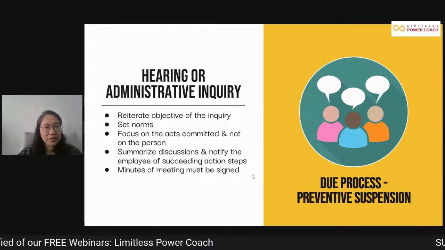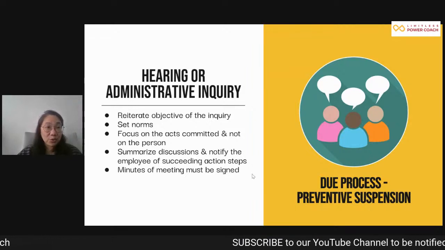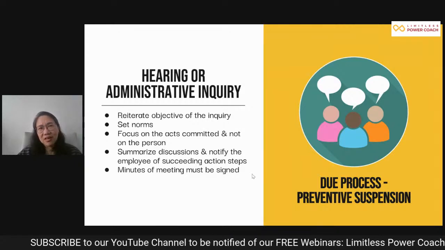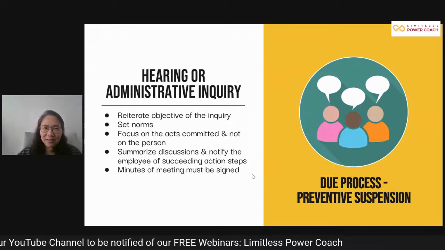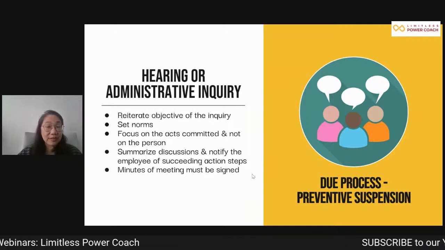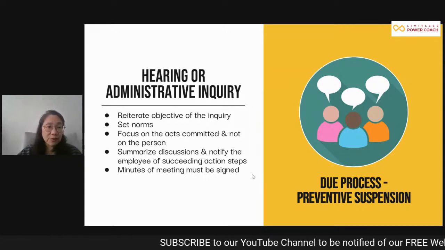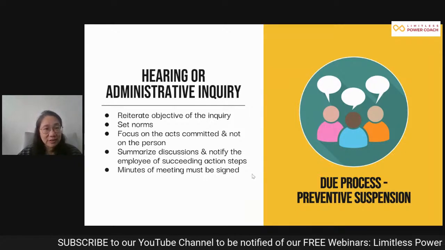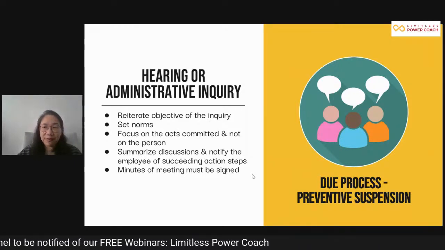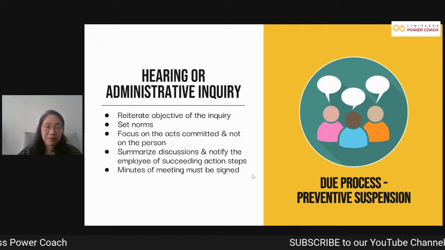Of course, in the administrative inquiry, the facilitator or the presiding officer needs to reiterate as to why you are there, why you are conducting the inquiry. Sabi ng iba, paulit-ulit naman kailangang banggitin ano yung allegation, ano yung maximum penalty. Yes, it is necessary. It's also good to set the norms, para maiwasan natin yung chaos during administrative inquiry. And let's focus on the facts, on the acts that are committed on the facts at hand. Okay, and then summarize the discussion, and if there will be continuity of the meeting, kailan pa yung sunod na meeting para alam na ng lahat, and the minutes of the meeting must be signed.